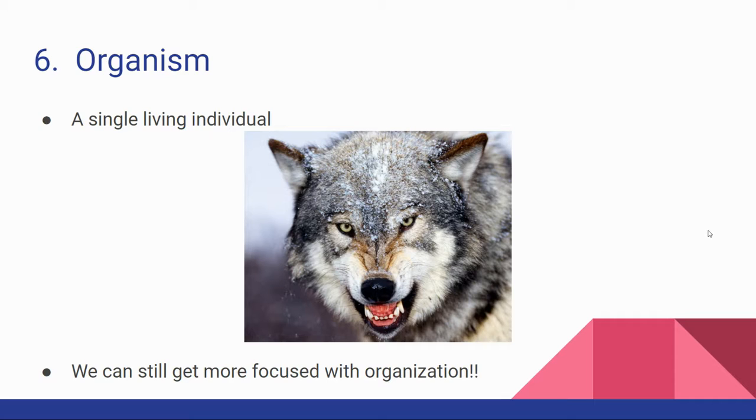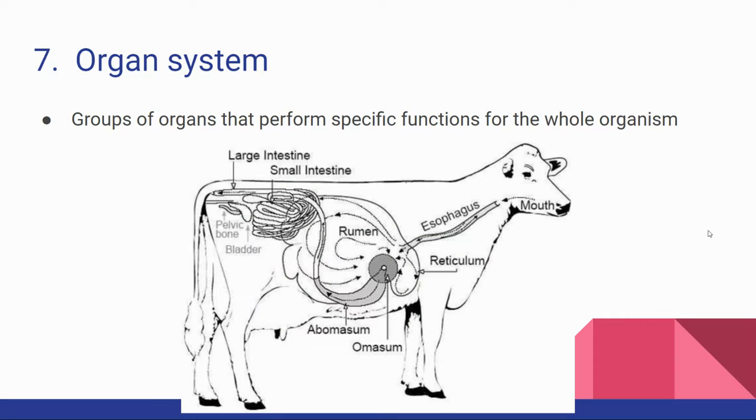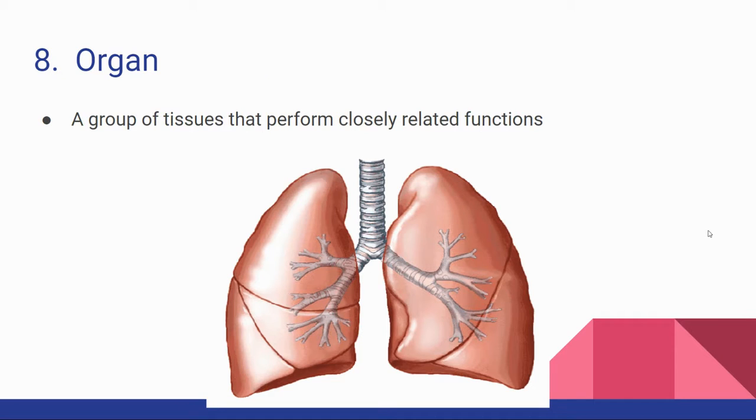We can still get smaller than this if we get more focused with our organization of that single individual. Then you have organ systems. An organ system is a group of organs that perform specific functions for the whole organism. For example, the nervous system, the digestive system, the cardiac system. An organ is a group of tissues that perform closely related functions.